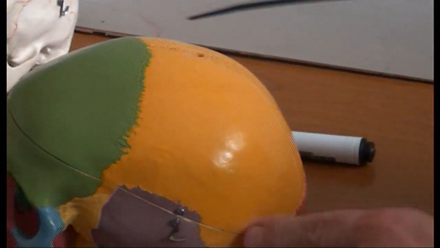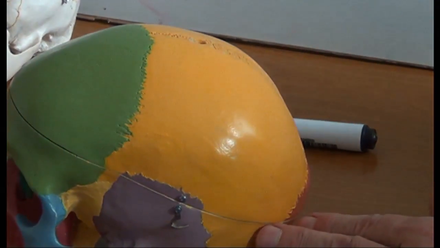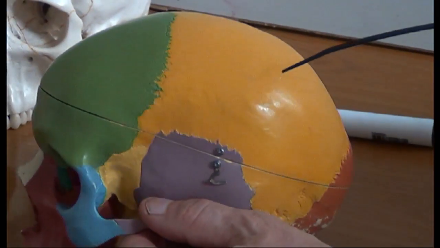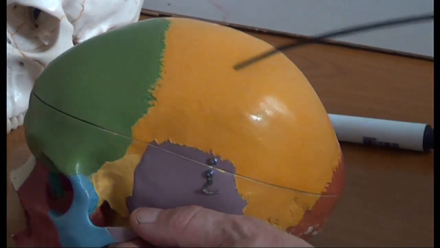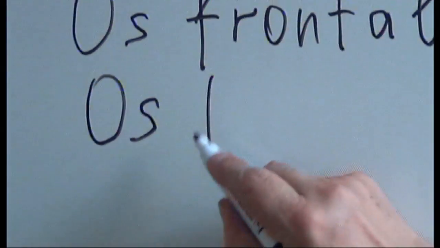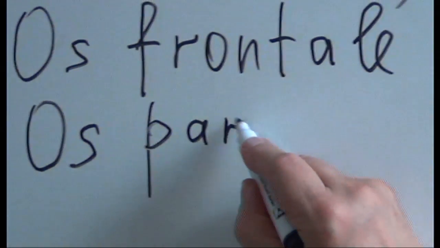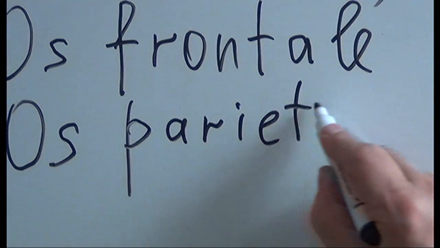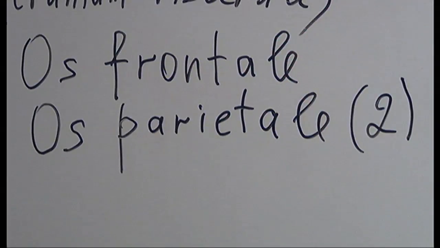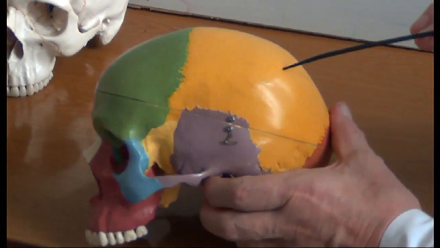Then we can find two paired bones, os parietale, or ossa in plural, parietale. Os parietale of yellow color. Os parietale. In parentheses, that there are two of such bones, left one and right one. So, os parietale.